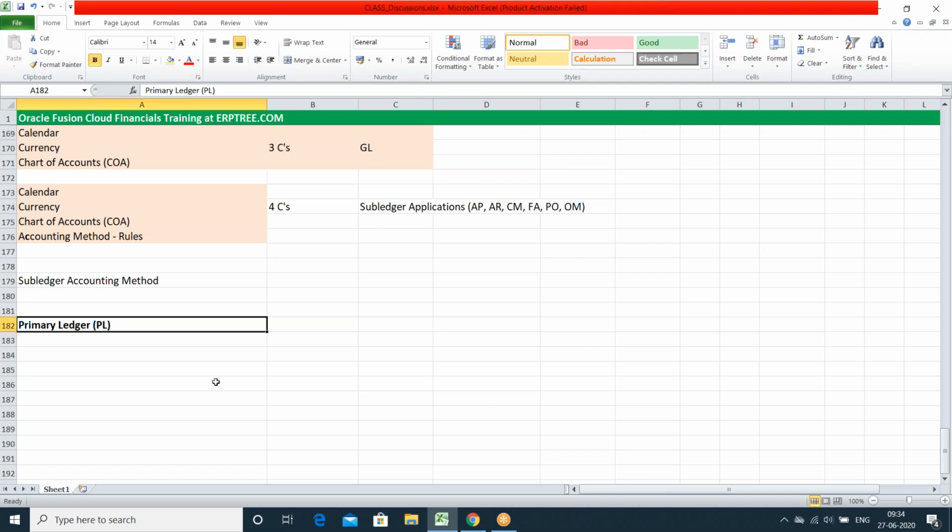Those points we'll also discuss in the next session. We have a separate concept to take up these points. So for now, the simple point is, for each country, we have to create one primary ledger. All the transactions related to that country will be recorded in that primary ledger only. Any questions here, please?